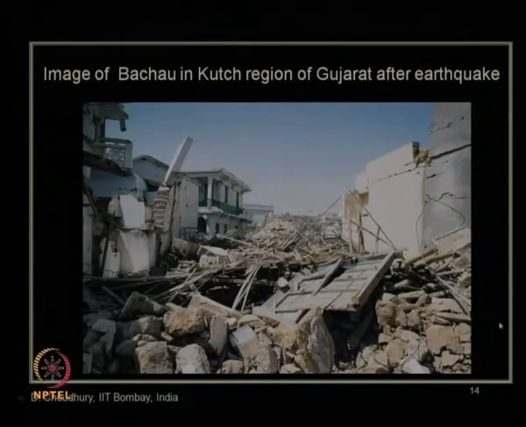Coming to today's lecture, we can continue further on this topic, and we can see this picture which shows the total damage of Bachau in the Kutch region of Gujarat after the 2001 Bhuj earthquake. This is the picture of the total destruction of the area, total damage of the houses and buildings in that Bachau region of Kutch in Gujarat, India, in the 2001 Bhuj earthquake.